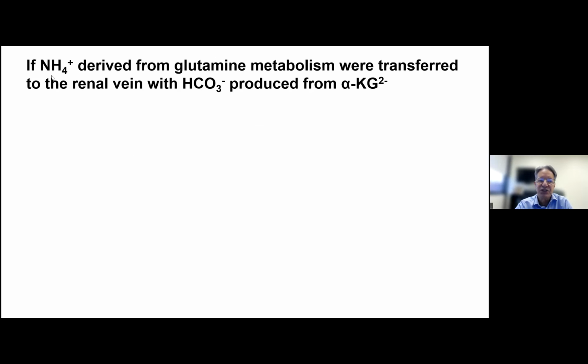Now, the question then is, if the ammonia derived from glutamine were transferred to the renal vein with the bicarbonate produced from alpha-ketoglutarate, instead of ending up in the urine, and we haven't talked about how that ammonia gets in the urine yet, but if it was sent back to the renal vein in the proximal tubule with the new bicarbonate that is sent back to the renal vein on NBCE1A, why is that a problem? Why do we have to have ammonia, or at least some of it, end up in the urine? Why can't we just send this byproduct back to the renal vein also?